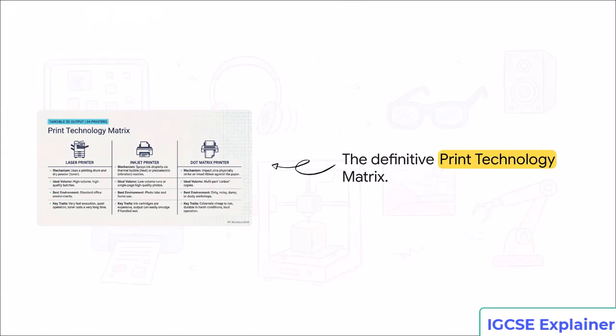Go laser. What if you need low-volume runs or high-quality single-page photos? Well, inkjet is going to be your best bet for sure. But if you're in a dirty, noisy, damp workshop and you need multi-part carbon copies, that loud, super cheap-to-run dot matrix printer is exactly what you need.